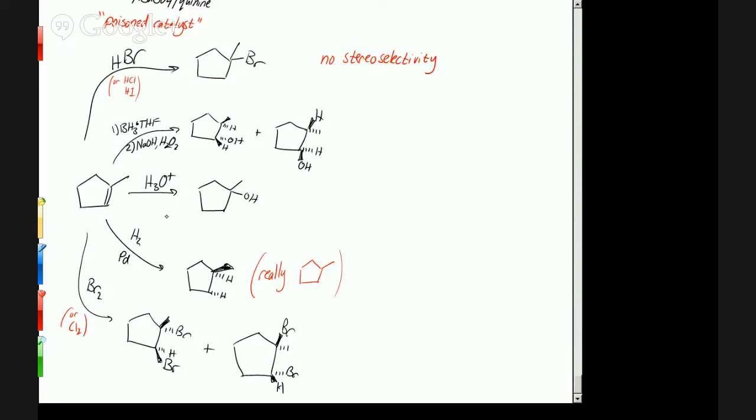Right, the addition of water. So those two are carbocations, and when they're carbocations, it's because there's no stereoselectivity. Yeah, you lose the stereoselectivity at the carbocation. So then this one is syn addition. This one is syn addition, and this is anti.